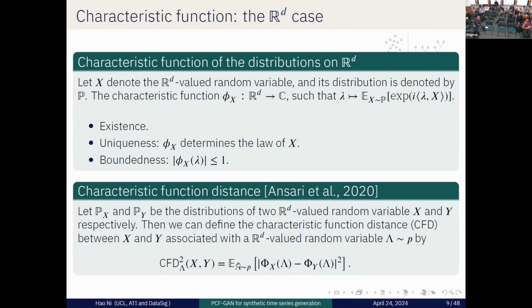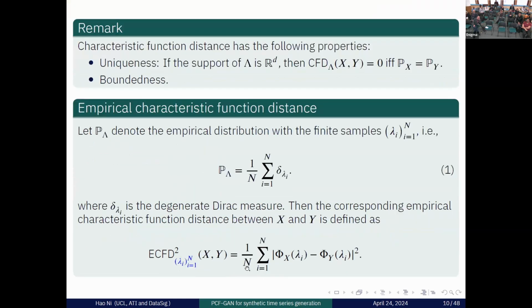So this expectation is taken under the measure of this capital Gamma. Basically, we have the two characteristic functions, we calculate the difference and take the L2 norm, and we integrate it against this measure Gamma. It is not difficult to prove that if this capital Gamma has full support, then the CFD distance between X and Y equals 0 if and only if they are equal in law, and it is also uniformly bounded.